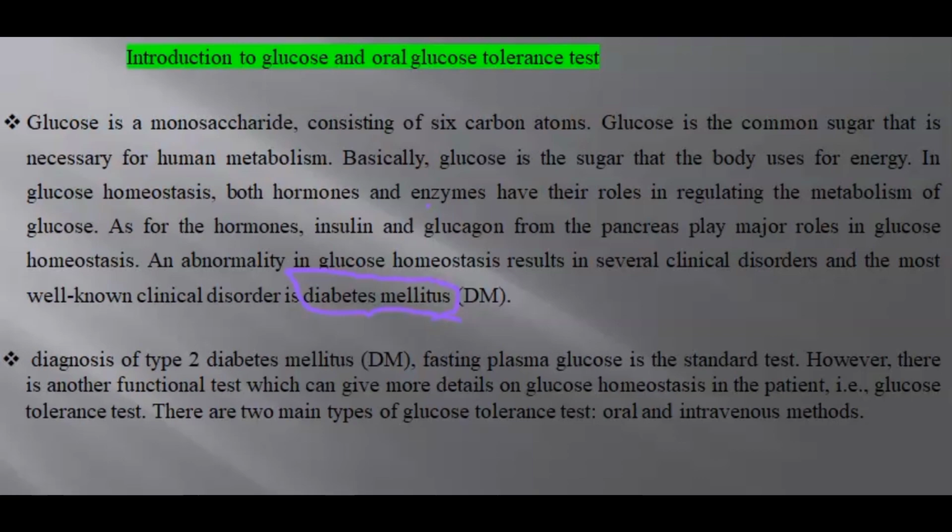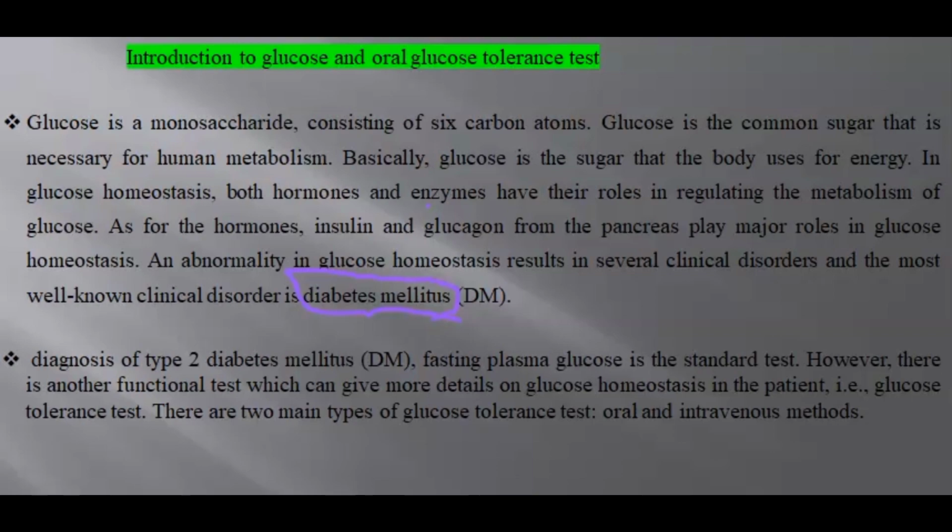Glucose tolerance test. There are two major types of glucose tolerance tests. We mentioned oral and intravenous. Let me give you the basis. In the case of glucose tolerance test, you first of all do the fasting glucose test, which is the standard test. For further verification, for you to be sure, to confirm that the patient is diabetic, you carry out the oral glucose tolerance test. There are two major ways the test can be done. We talk about the oral and we talk about the intravenous method.